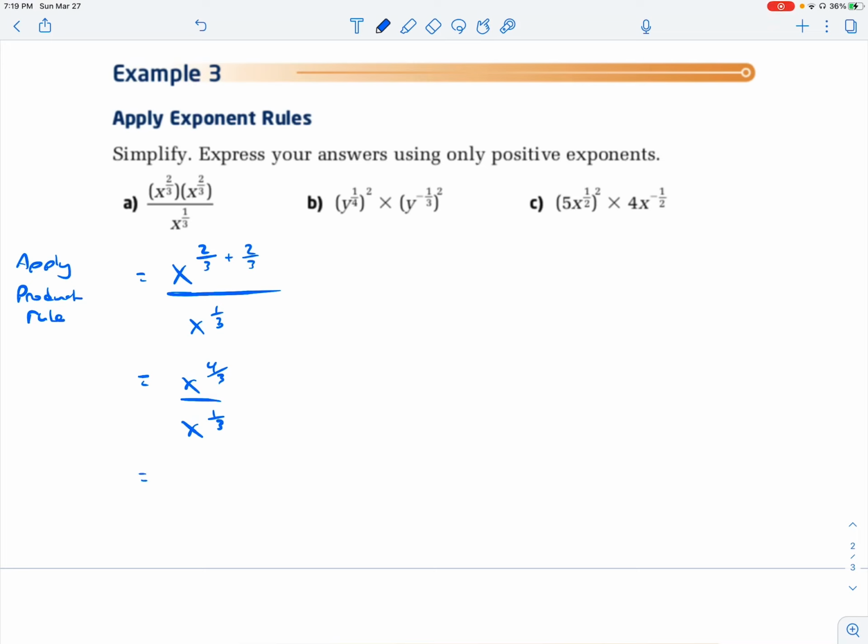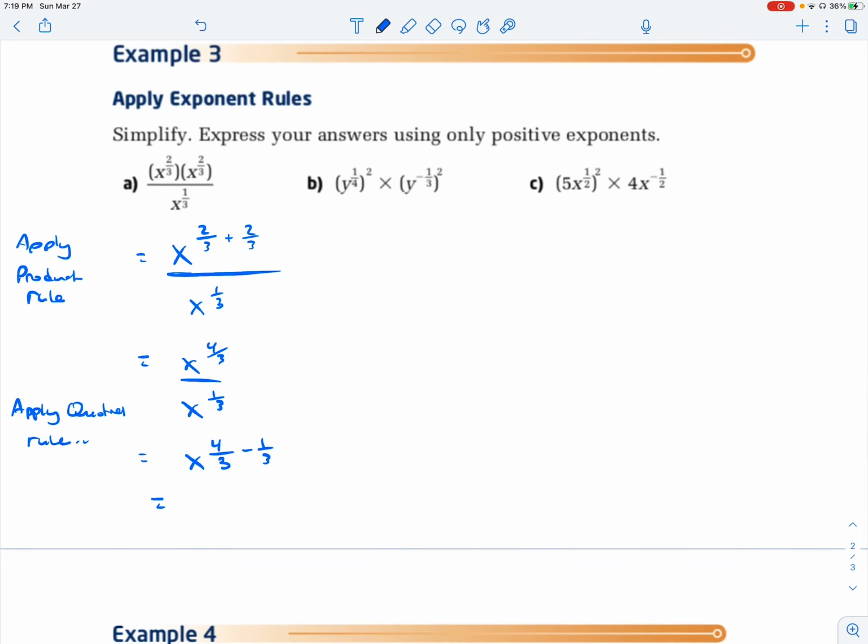This is going to work out real nice. Now we apply the quotient rule, which means we subtract the exponents, because they are powers of the same base. So we'll do 4/3 minus 1/3. They have the same denominator, so I can just do 4 minus 1 and get 3/3, which is actually just 1. That gives me just x. So that one worked out quite nicely.